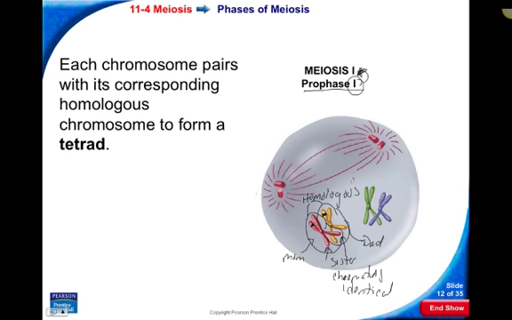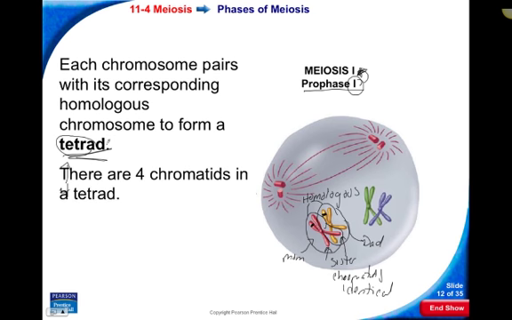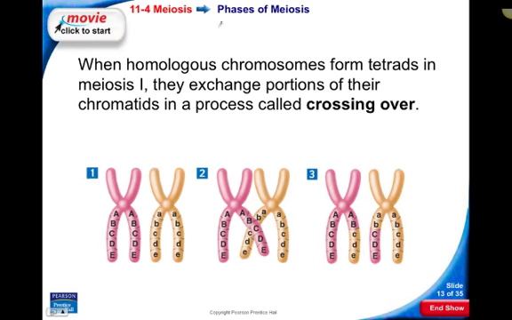Okay, when they all get together, they form something called a tetrad. If you think about the word tetra, it means 4. So we have 4 sister chromatids all together forming a tetrad. Like I just said, 4 chromatids in a tetrad. Okay, so this is where it gets really important, what happens with meiosis.